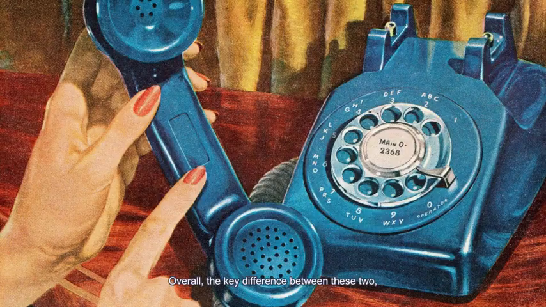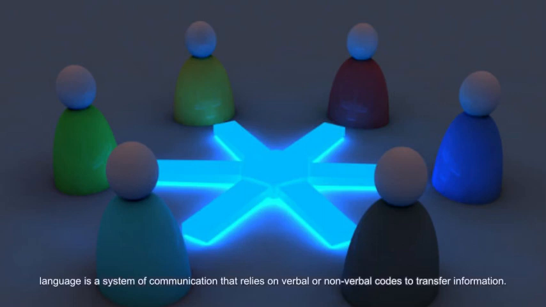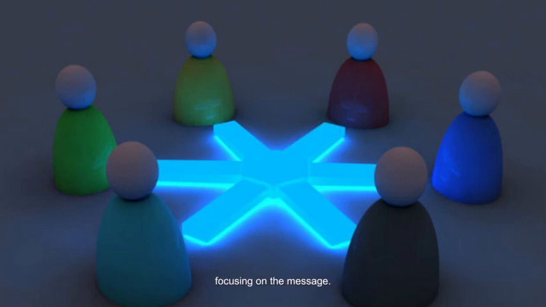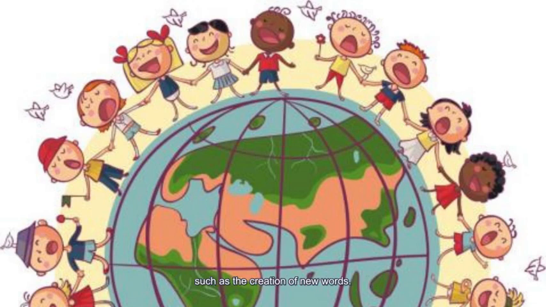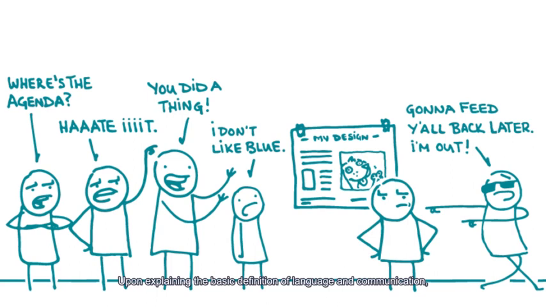Overall, the key difference between these two can be broken down into three parts. The first part is that language is a system of communication that relies on verbal or nonverbal codes to transfer information. Communication, on the other hand, is a way of interchanging messages or information between two or more people, focusing on the message. Second is that language is a tool of communication, and communication is a process of transferring messages. Number 3, language changes dynamically, such as the creation of new words, but communication is rather static, as its basic steps remain unchanged.